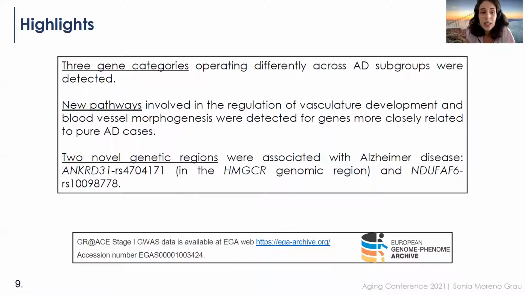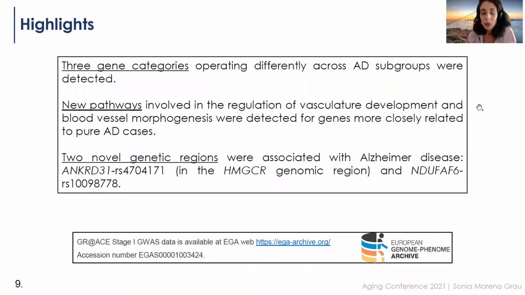The first one is that we were able to detect different gene categories operating differently across AD subgroups. We were able to identify new pathways linked with Alzheimer's disease: the regulation of vasculature development and blood vessel morphogenesis. And we were also able to detect 2 new genomic regions using a meta-analysis strategy.